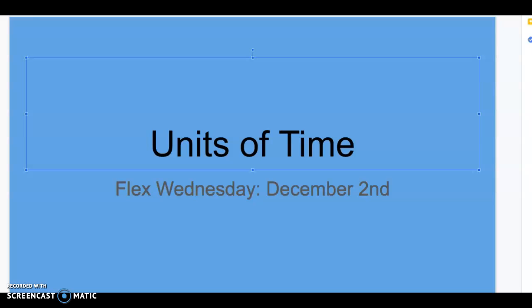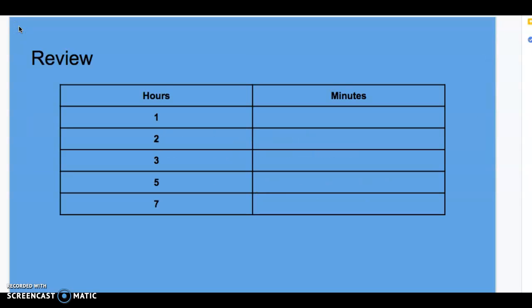Today we are going to focus on reviewing for our assessment this Thursday, reviewing units of time and converting units of time. So let's get started with a review. On your whiteboards, I want you to pause the video and draw this table. Once you do that, I want you to convert.